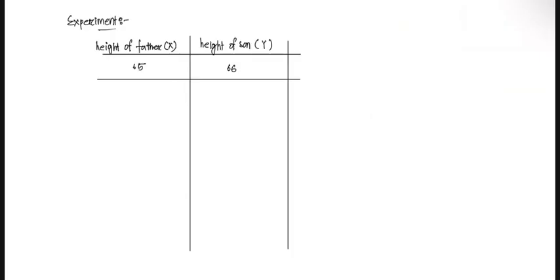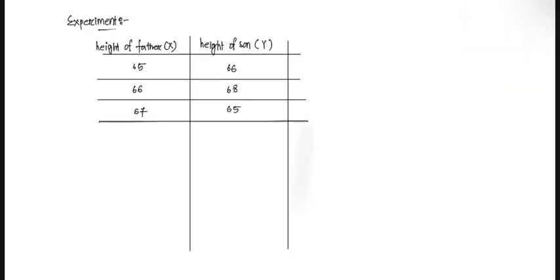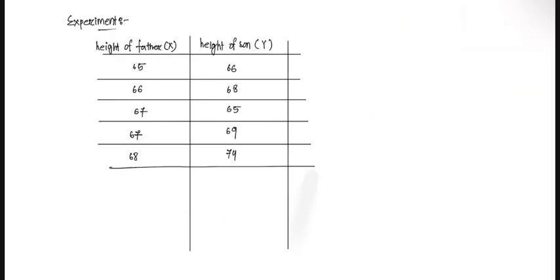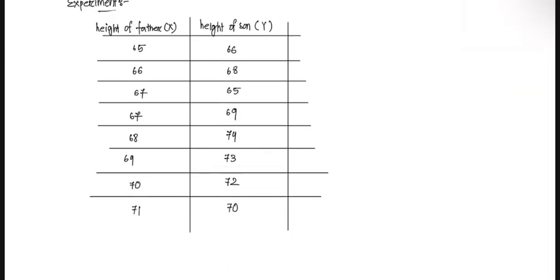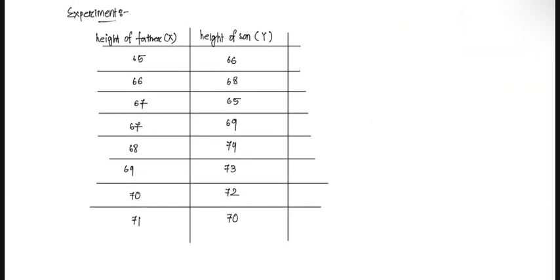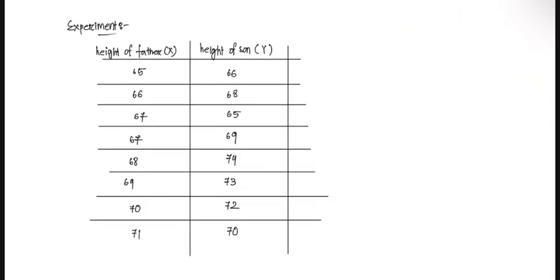The rows are 65 and 66, then 66 and 68, then 67 and 65, then 67 and 69, then 68 and 74, then 69 and 73, then 70 and 72, then I have 71 and 70.